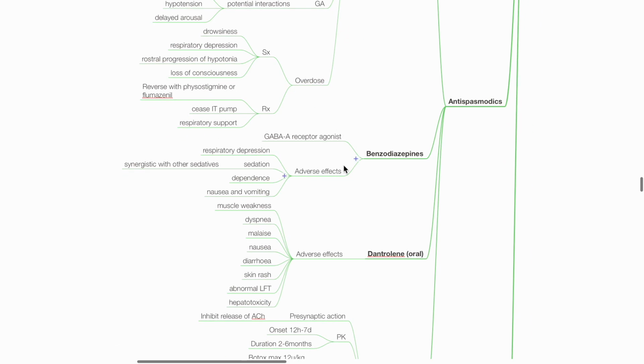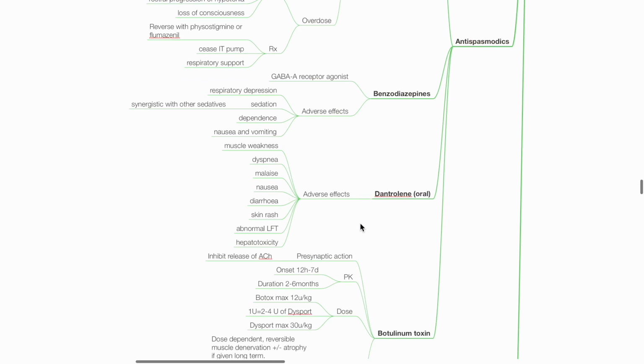Benzodiazepines are GABA A receptor agonists. Adverse effects includes respiratory depression, sedation, which is synergistic with other sedatives, dependence, and nausea vomiting. Adverse effects of oral dantrolene includes muscle weakness, dyspnea, malaise, nausea, diarrhea, skin rash, and hepatotoxicity.